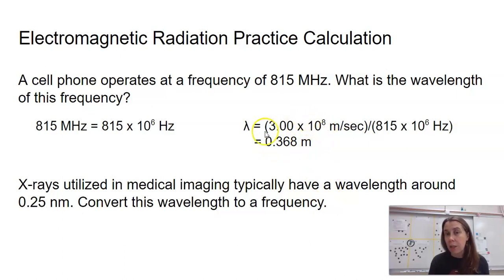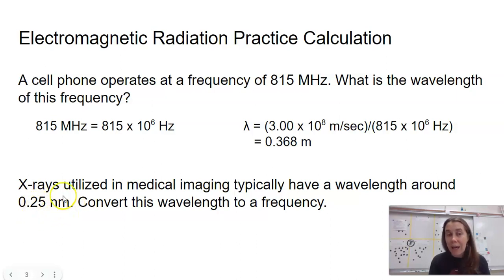So this is actually a pretty long wavelength, which makes sense because the higher the frequency gets, the more dangerous the light is, or the radiation is to us. And since we use cell phones every day, it makes sense that those would have very long wavelengths or relatively small frequencies. Okay. The second question is X-rays utilized in medical imaging typically have a wavelength around 0.25 nanometers.